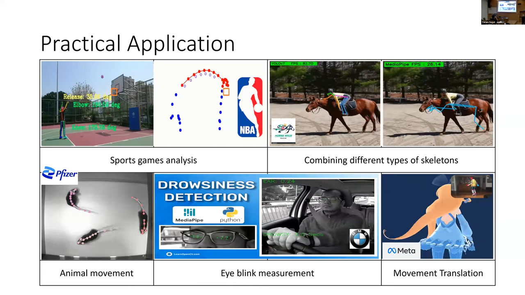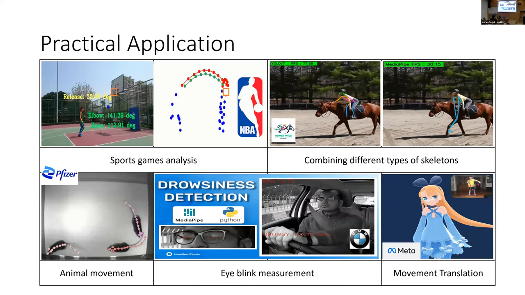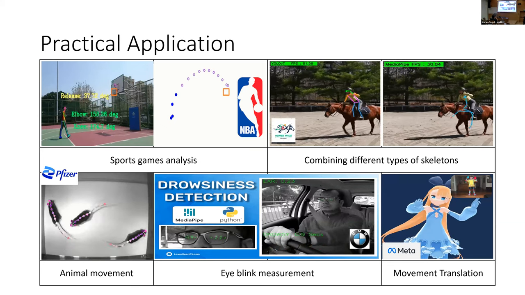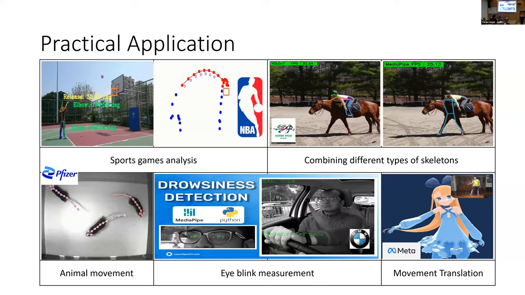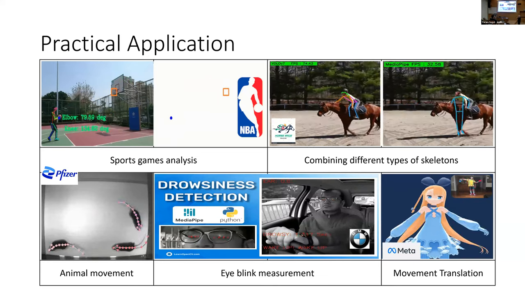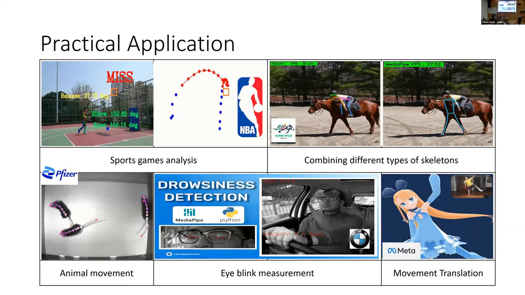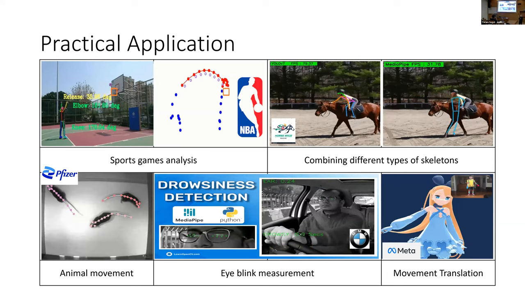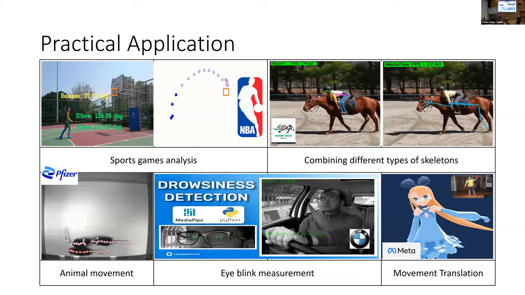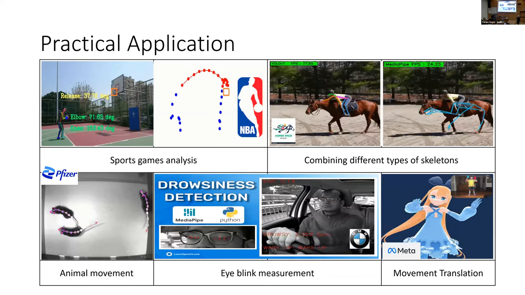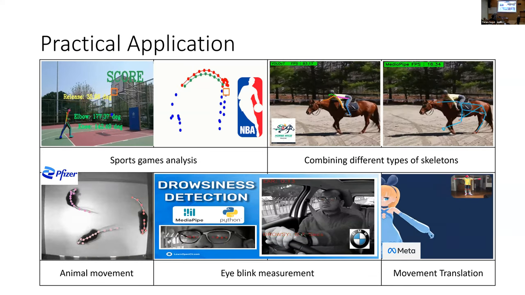Another thing is horse racing. And here it's more interesting because we combine the horse and a person, and we can train the network to detect not only the skeleton of people, but also of animals. And for example, for Pfizer, if they want to create a new shot, they can measure how the mice are treated.